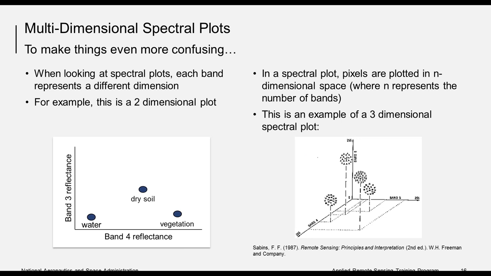To make things even more confusing, we've been looking at spectral plots in two dimensions using only two image bands, like the picture on the left there. Most of the time, you'll be using more than two bands for classifying imagery, so the spectral plots become much more complicated. On the right-hand side, you can see what a spectral plot in three dimensions might look like. So if you have three bands instead of two, then your spectral plot gets, again, more complicated. You can imagine how difficult it is to determine the pixel characteristics of land cover types using five or six bands, or in five or six dimensions. But fortunately, the software can do that for us.